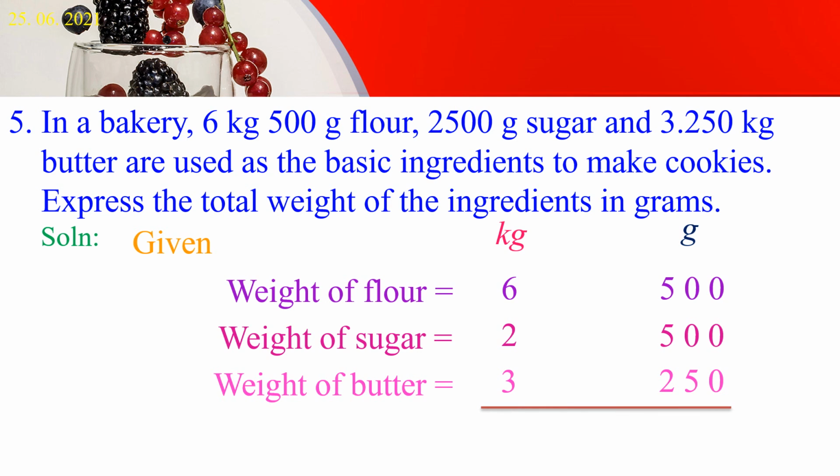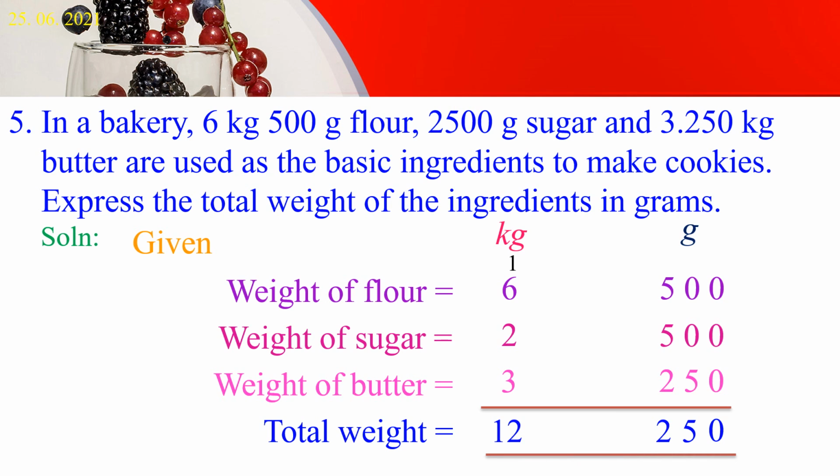Now let us add these to get total weight. Adding, we get 0 in the ones place and 5 in the tens place. 5 plus 5 plus 2, 12. 2 is written here, 1 is written as reminder. Therefore, 12 kg 250 g is the total weight. Now we have to convert the total weight to gram. The total weight is equal to 12 kg 250 g.